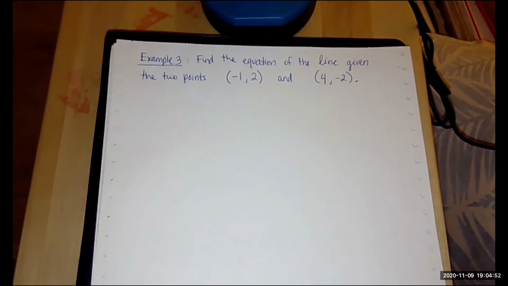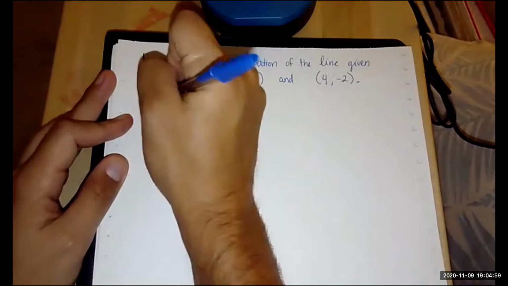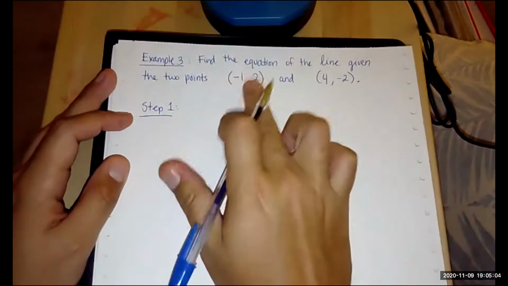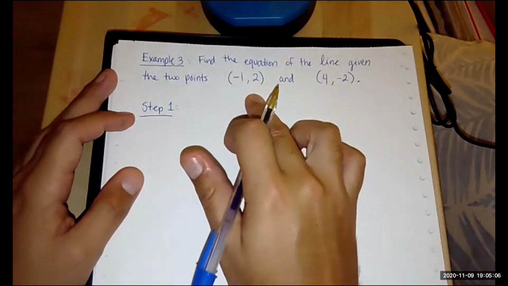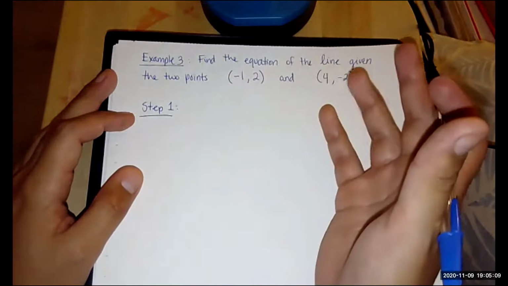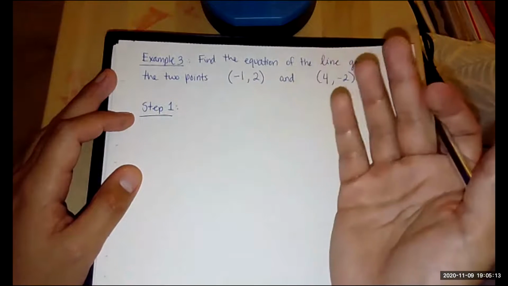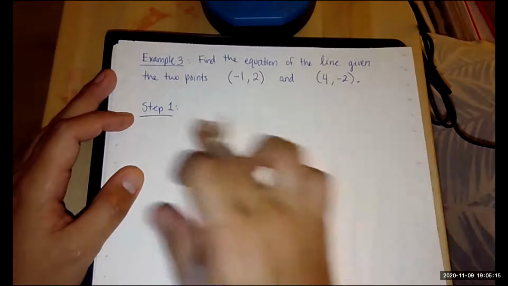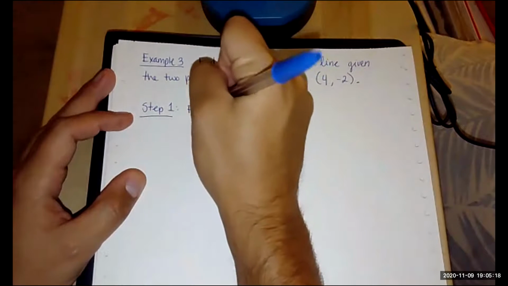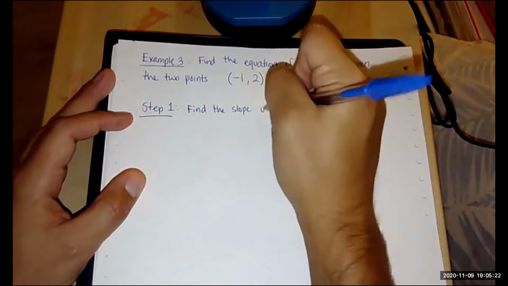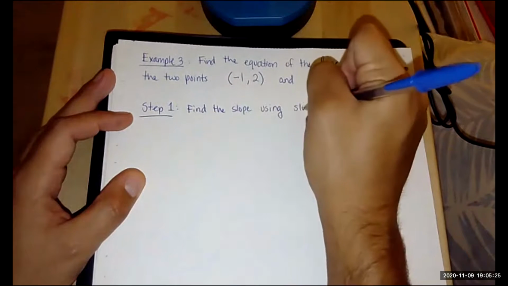Okay, so here's where we're going to put it all together, more or less. The first step is that as long as we have one of the points and the slope, we can get the equation. But we'll need to find the slope first. And so that is going to be the first step, find the slope using the slope formula.